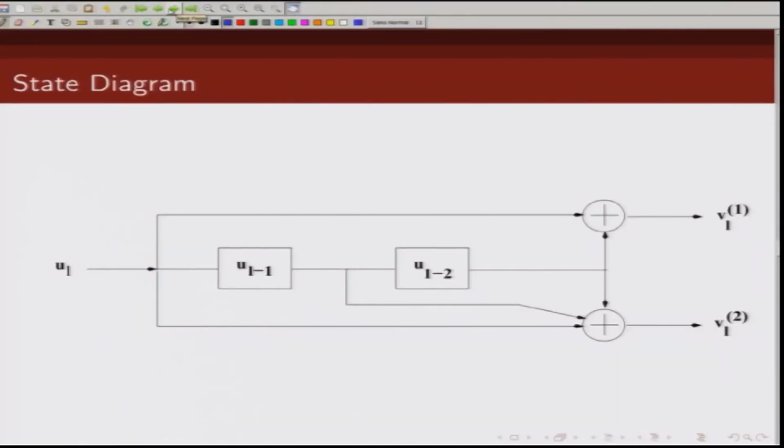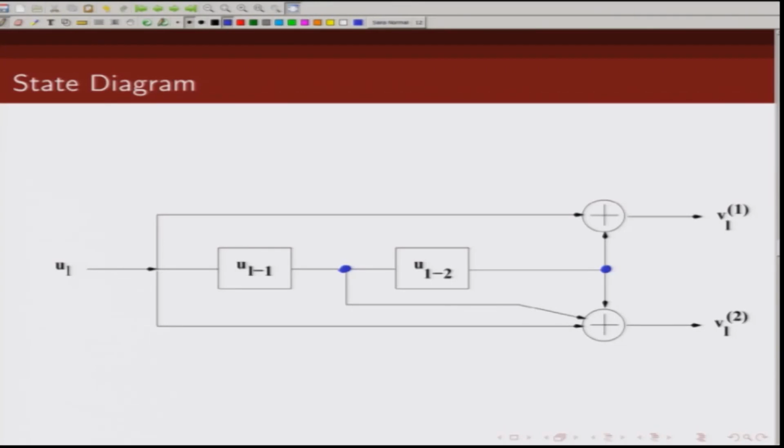So, let us take the same example that we have been dealing with so far. This is a rate 1 by 2 convolutional code with memory 2. The state of this convolutional encoder is given by the content of these shift registers, which I am denoting by these blue dots. So, what is the content here and what is the content here? That is essentially the state of the convolutional encoder. When you get a new information bit, depending upon the state, you will get the corresponding output. In the next cycle, this information bit will move here, and whatever was here will move here. So, there will be a state transition, because this U L will move to this location, and what was stored here will move to this location.